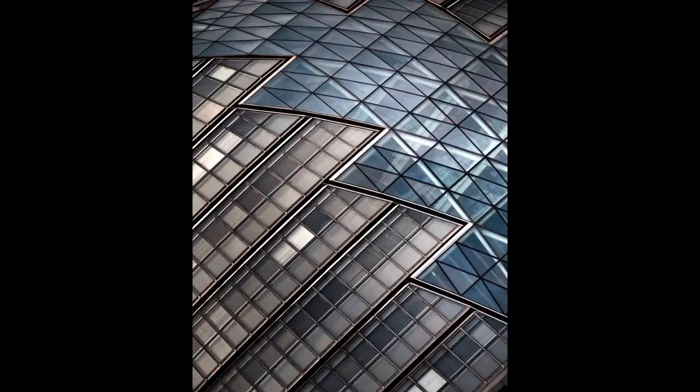Number 5, pattern. Pattern is a pretty simple principle. It's just a repeating of elements of art that creates a design, and as you can see with this composition, it has repeating triangles, square shapes, lines, and some color, which makes it a cool pattern.